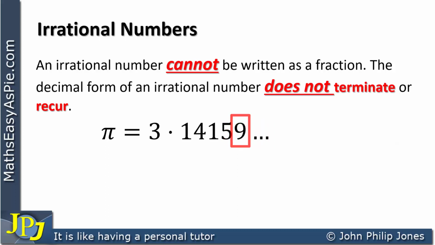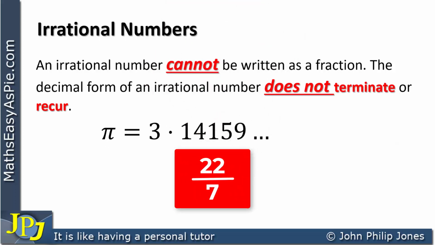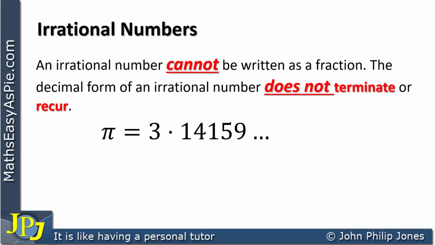It's not recurring. You will often hear pi described as being 22/7. Now, 22 is an integer and 7 is an integer. So you may think, oh, therefore it's a rational number. No, 22/7 is just an approximation to pi. It enables you to get a rough idea of the results of a calculation.